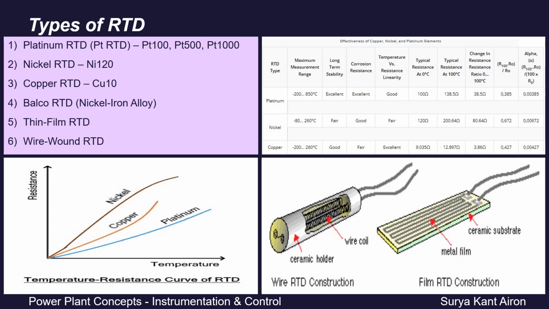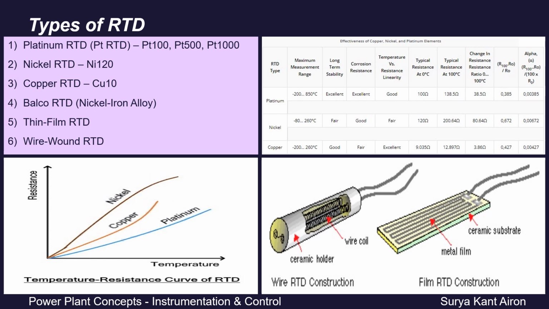Our third type of RTD based on material of construction is copper RTD, Cu10, because they show a resistance of 10 ohms at 0 degree centigrade. These are less common than platinum or nickel and are typically used in specialized applications. Another type of RTD is Balco RTD. Balco is not a metal, but it's an alloy. It's a nickel and iron alloy to achieve a balanced temperature coefficient, reducing errors caused by the changing resistance due to strain or vibration.